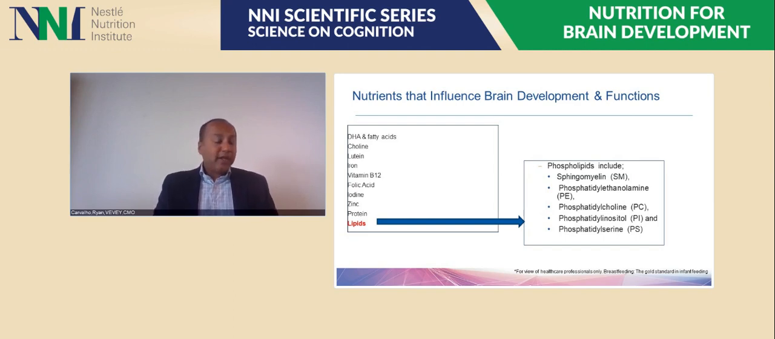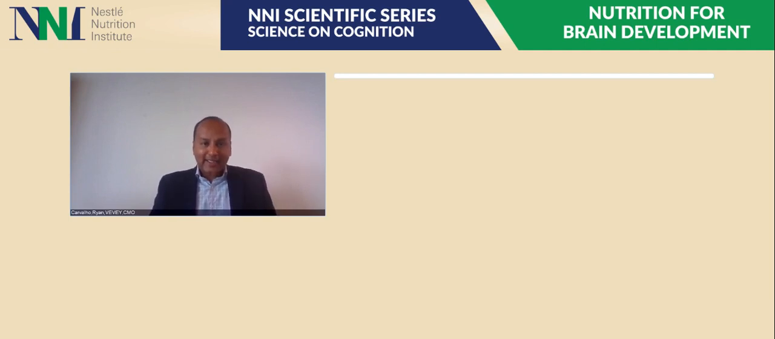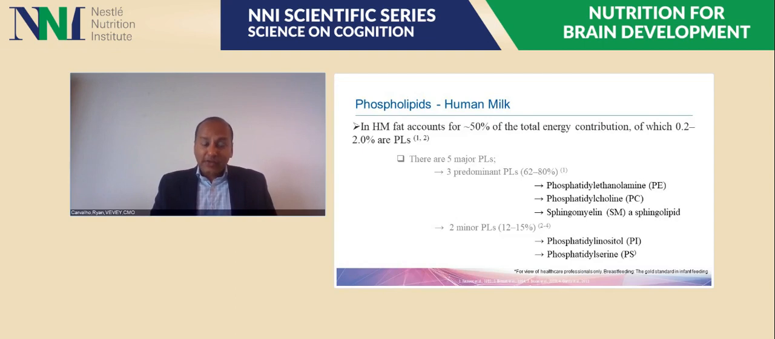When we look at phospholipids, we know there are different kinds. We know there are glycerophospholipids, things like phosphatidylethanolamine, phosphatidylcholine, phosphatidylinositol, and phosphatidylserine. And we know that there are sphingolipids, particularly among them is sphingomyelin. But we know that children who are exclusively breastfed have very optimal and desired outcomes when it comes to neurodevelopment and cognitive outcomes. So let's start by looking at the composition of these nutrients, particularly phospholipids, in human milk.